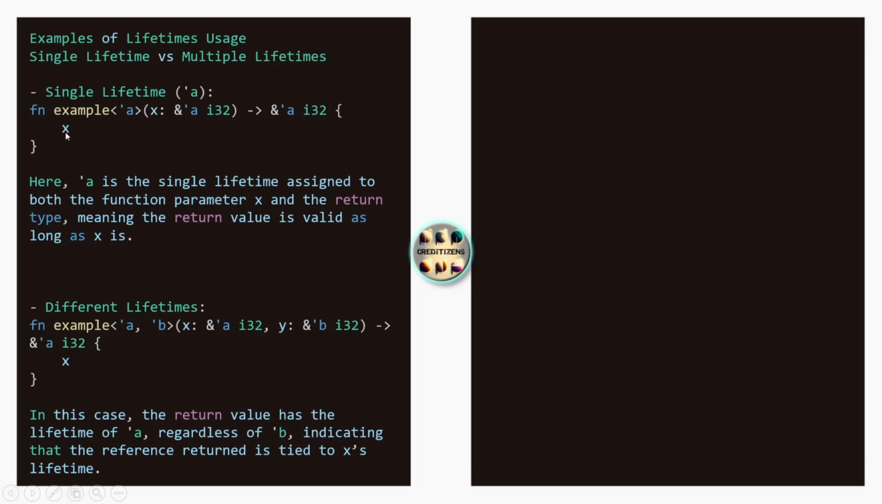Okay, so this is a very simple function. We might not need to use lifetimes, but it's just to show you how it is written, how the syntax is. So here, this notation, which is the single quote a, is a single lifetime assigned to both the function parameter x and the return type, meaning the return value is valid as long as x is. Okay, so x here is just living for one line, but if there are multiple lines, it will be valid to the end of the function.